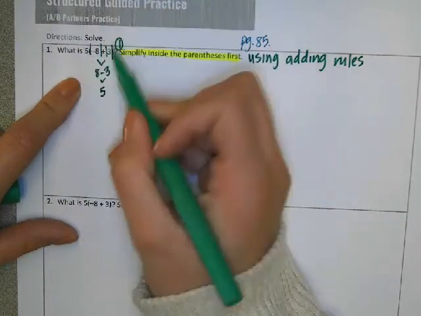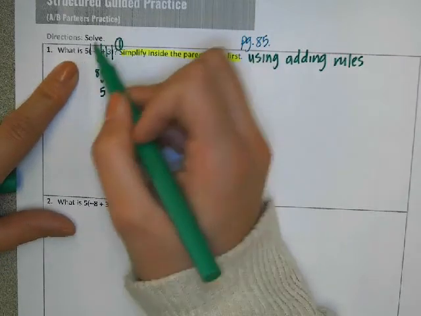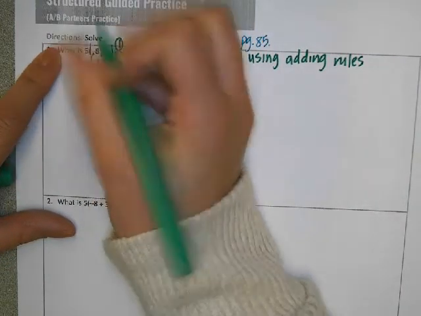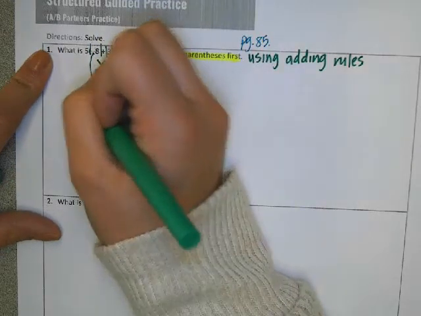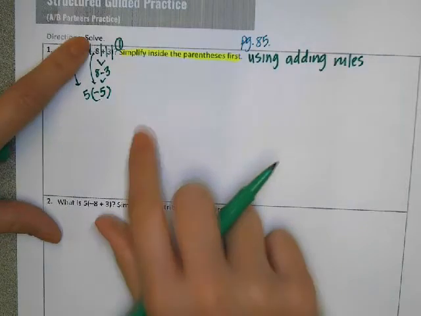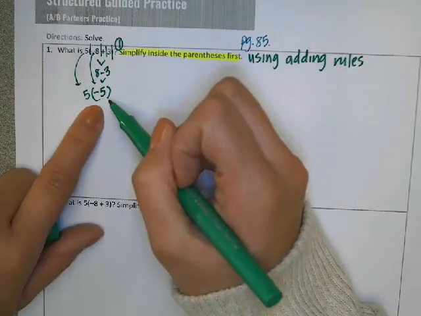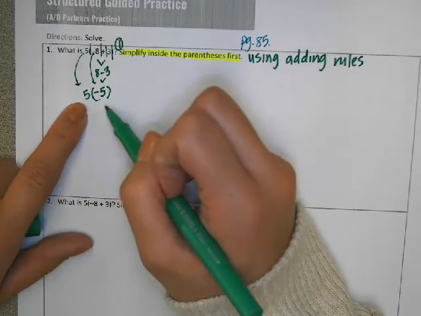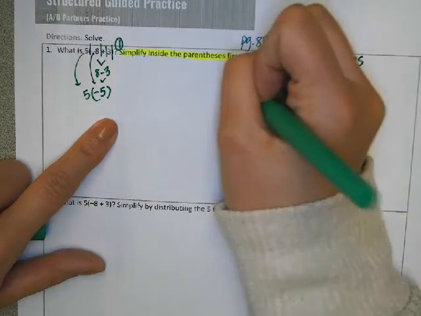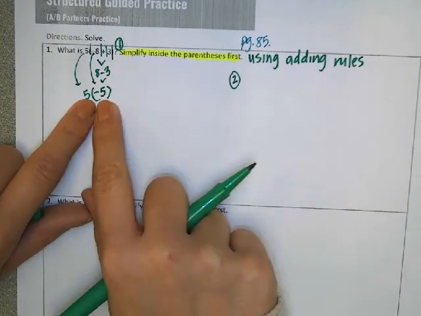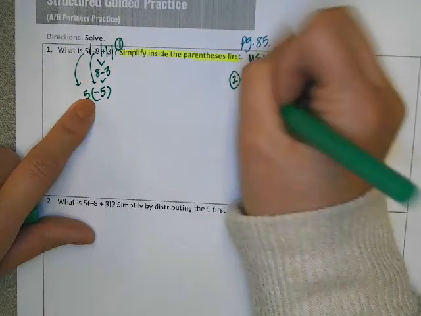And I'm going to keep the sign of the bigger absolute value. So I'm going to keep this negative sign. And then I'm going to bring down my 5 from the outside. So I'm keeping my negative sign for my negative 5. And I bring down this 5. Now I have 5 times negative 5. And then step 2, so after we simplify using the adding rules to get me the negative 5, step 2 is just to multiply.